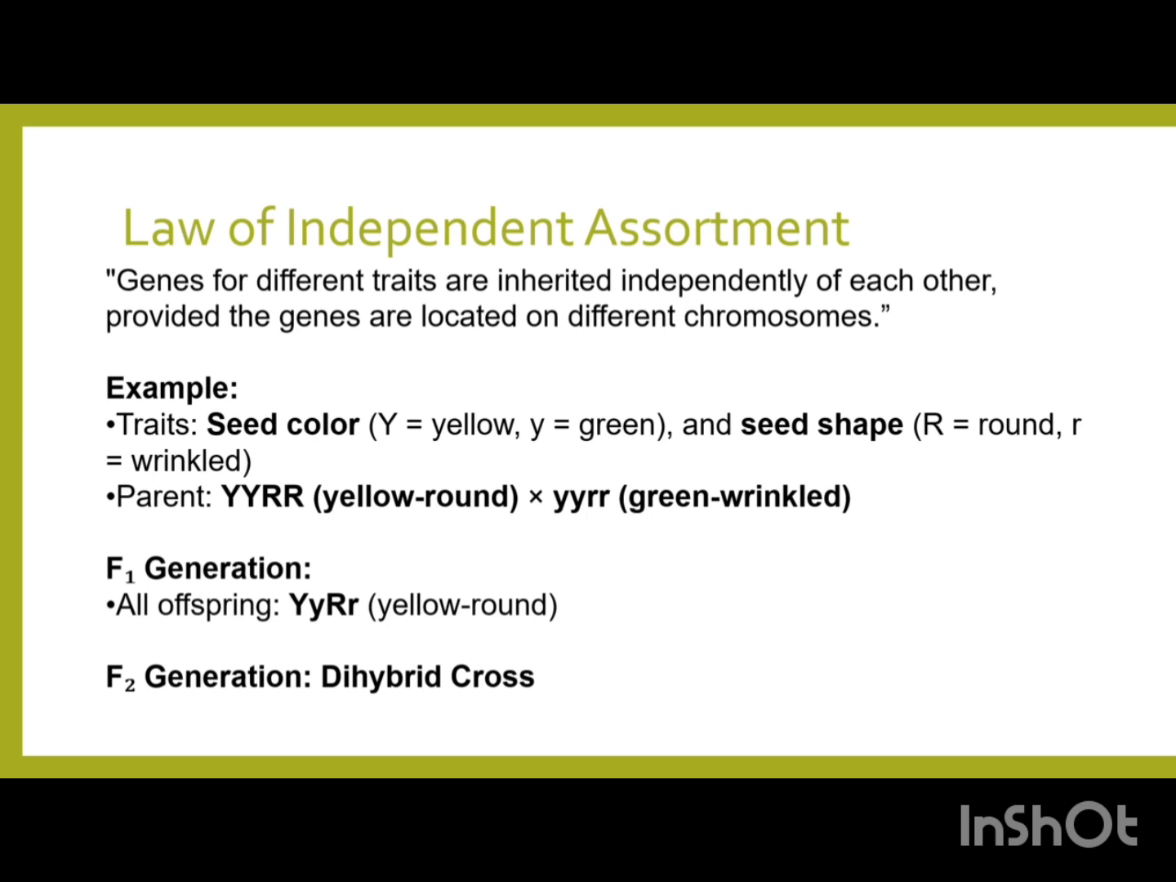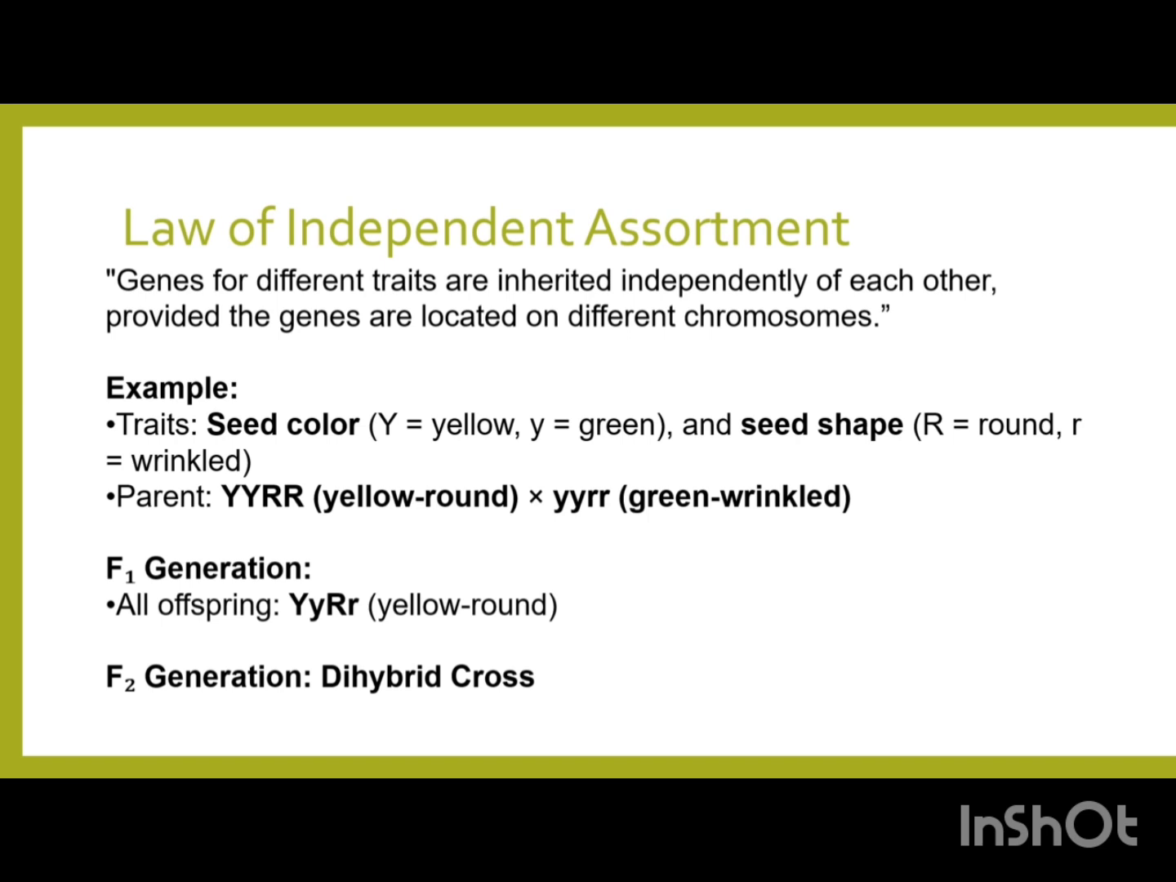Moving forward to the third law, that is the law of independent assortment, it states that genes for different traits are inherited independently of each other, provided the genes are located on different chromosomes. If the genes are present on different chromosomes, then they will segregate. There is independent assortment. No one is connecting, or no one is controlling the segregation or assortment of the other traits.